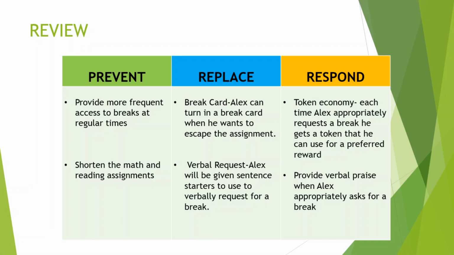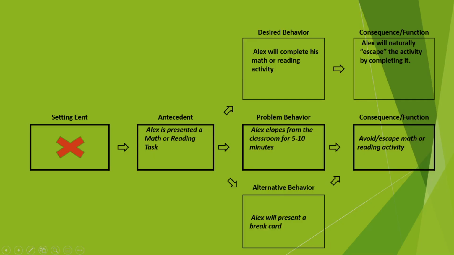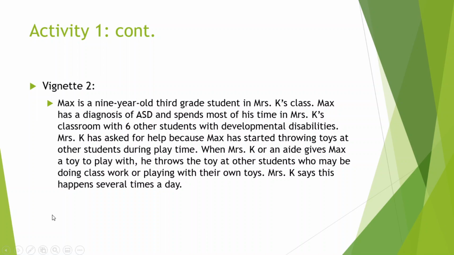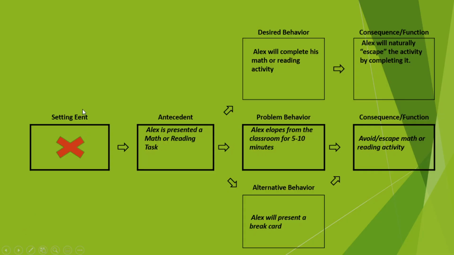So then next, what we're going to do is fill out the competing pathways diagram. So in this vignette, we weren't given the setting event. So, and whoops, I just noticed a typo there. But setting event. So in this case, you would not need to fill it out. So the antecedent, Alex has presented a math or reading task. Problem behavior, Alex elopes from the classroom for 5 to 10 minutes. And in an earlier slide, we said that this happened 1 to 2 times throughout the day. The consequence and function is that he avoids or escapes the math or reading activity.